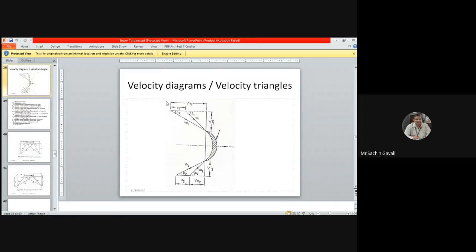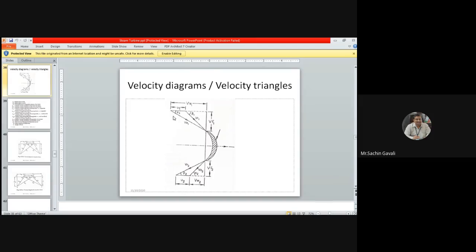This velocity has two components. One is the horizontal component, called VW1. If you resolve V1, it has two components: VW1, and another, VF1. VF1 is the vertical component, and VW1 is called the horizontal component, also called the whirl component of steam at inlet.